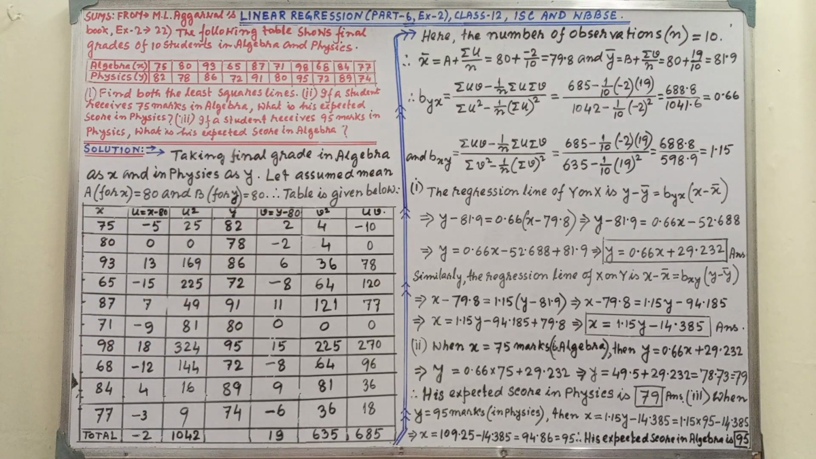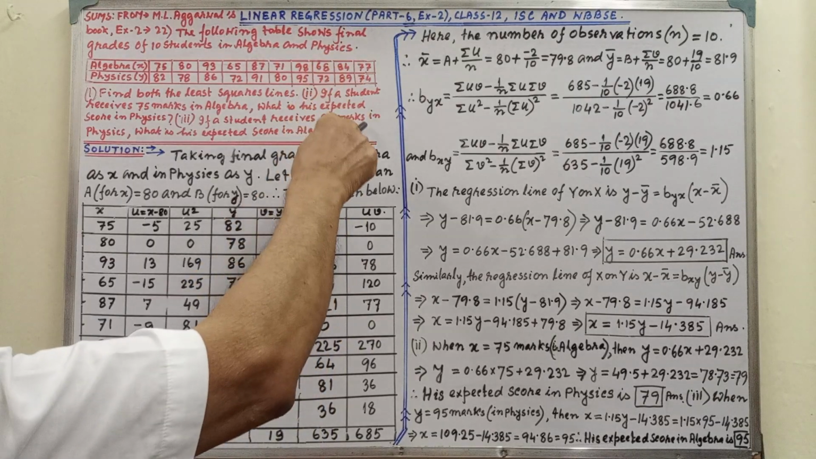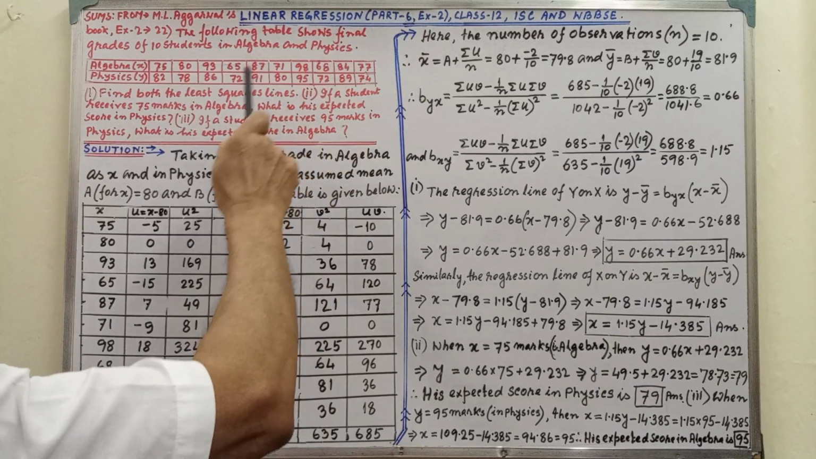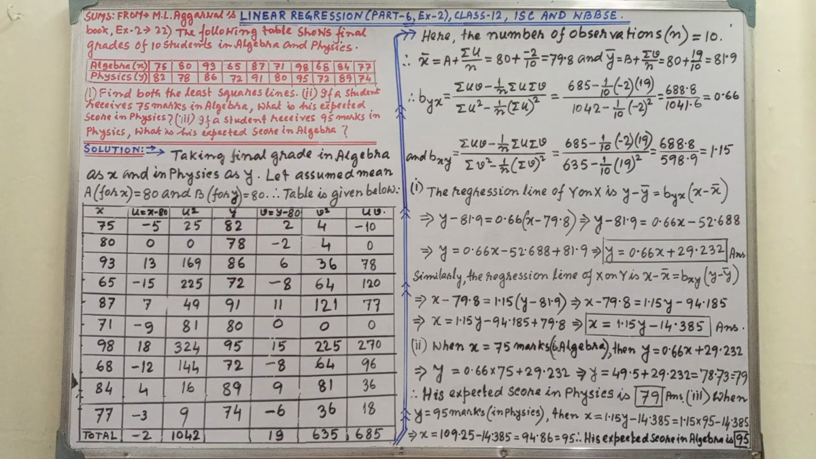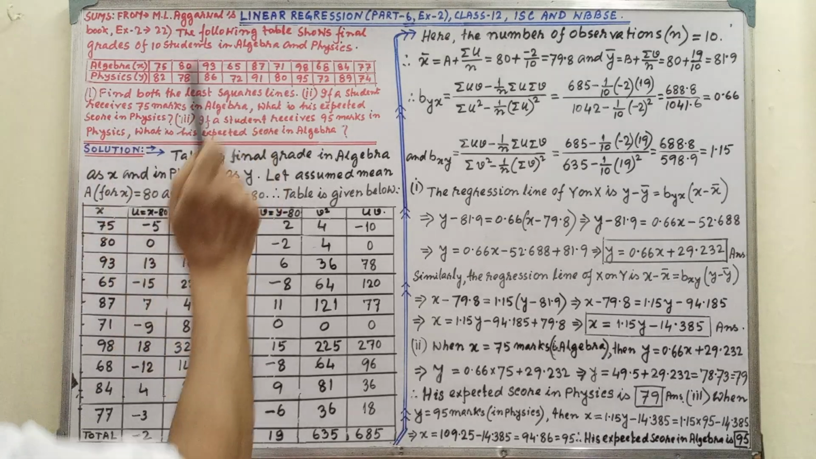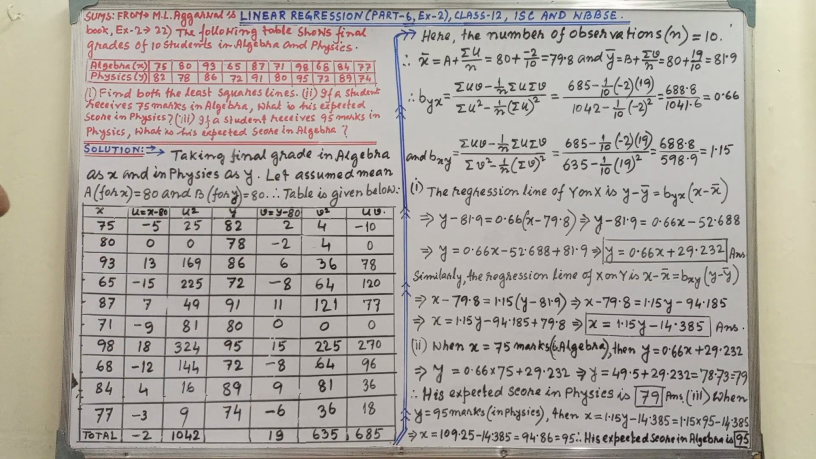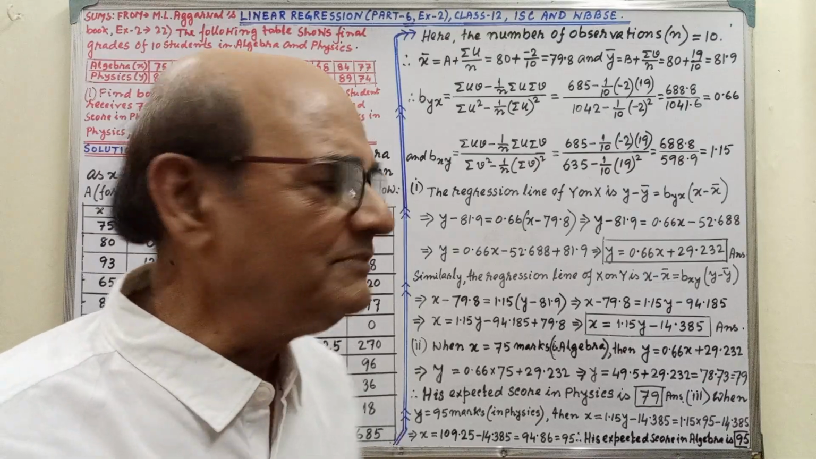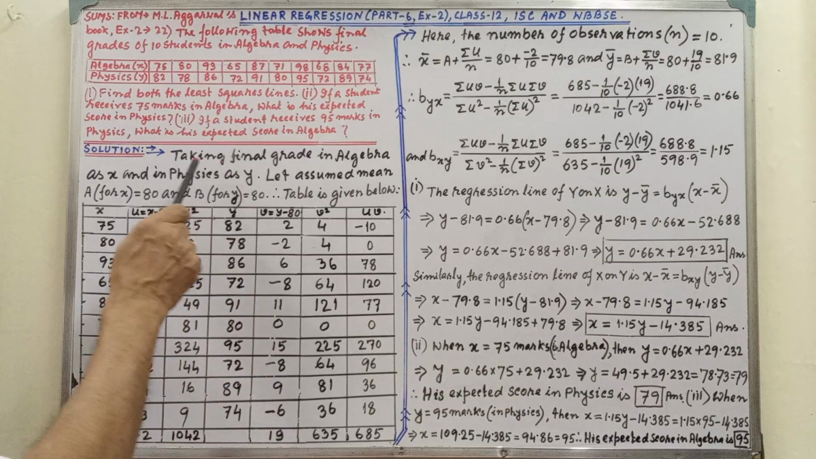Sums given from ML Agarwal's book, exercise 2, sum number 22. This is a large sum of this exercise, there are 3 parts. Including all parts, you may not expect in the exam. Maximum 1 or 2 parts will be given in the exam, but this type of sum you may expect in the exam. Now please pay your attention on the solution.